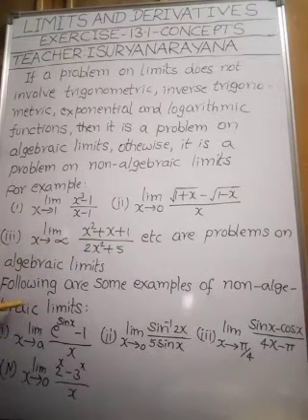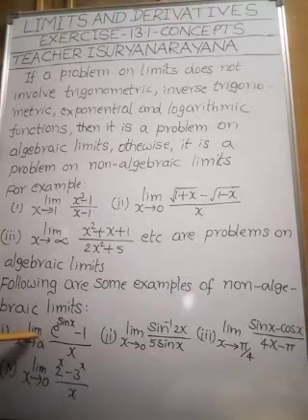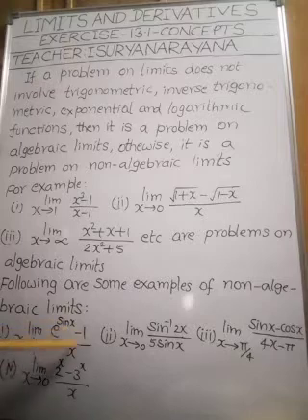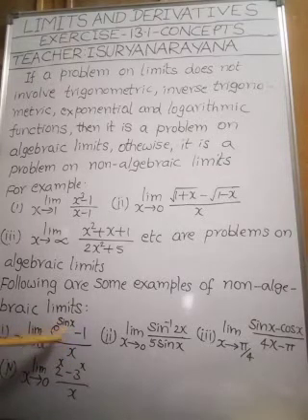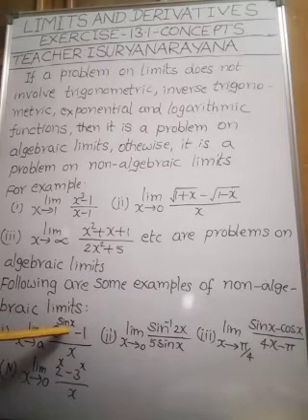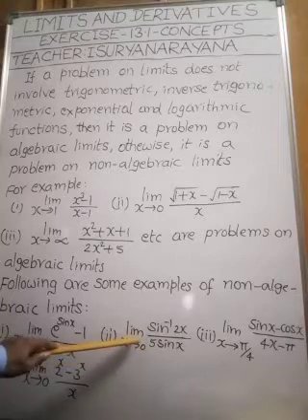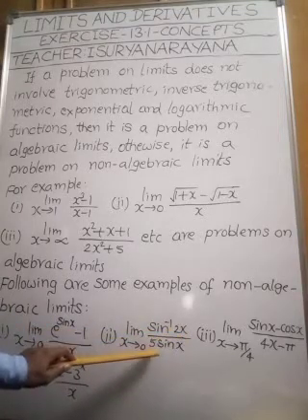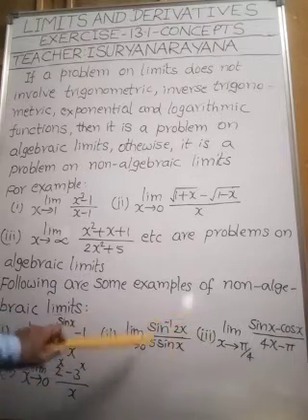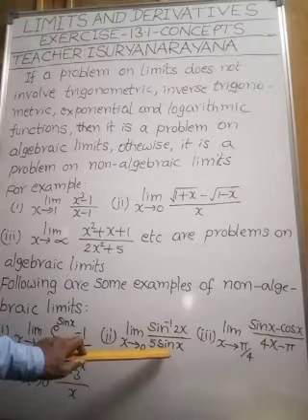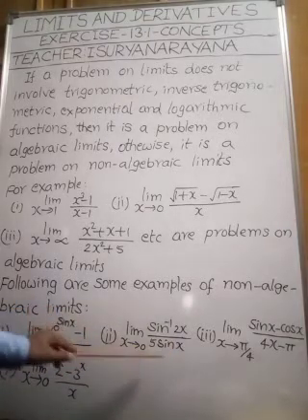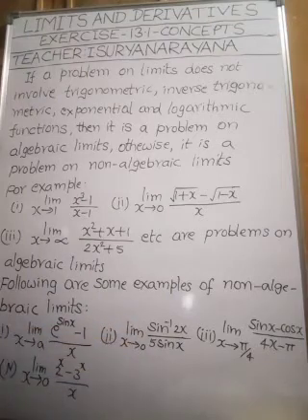Right. Now come to some examples of non-algebraic limits. See, as x tends to a, limit of (e power x minus 1) by x. See here the exponential form. So it is said to be a problem on non-algebraic limits. As x tends to 0, limit of (sine inverse of 2x) by (5 sin x). If you observe this function, it involves an inverse trigonometric function as well as a trigonometric function also. So this problem is said to be a problem on non-algebraic limits.